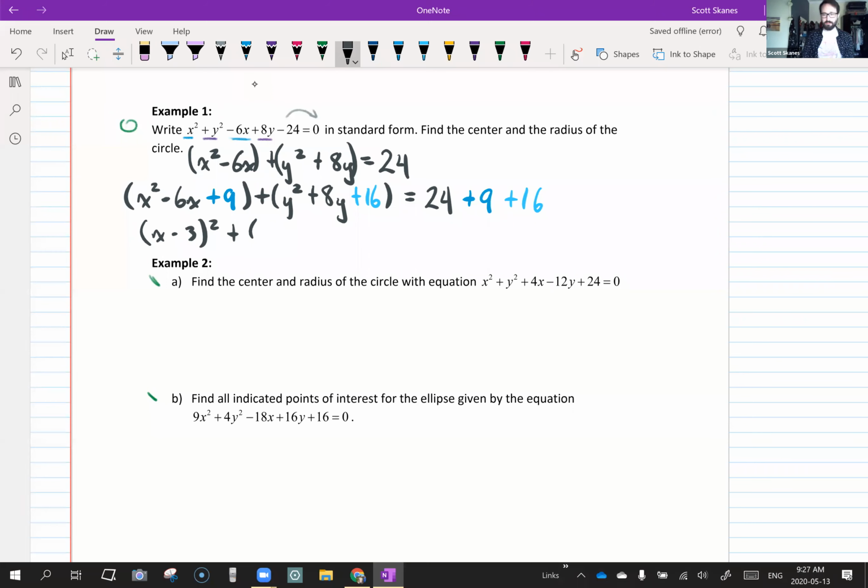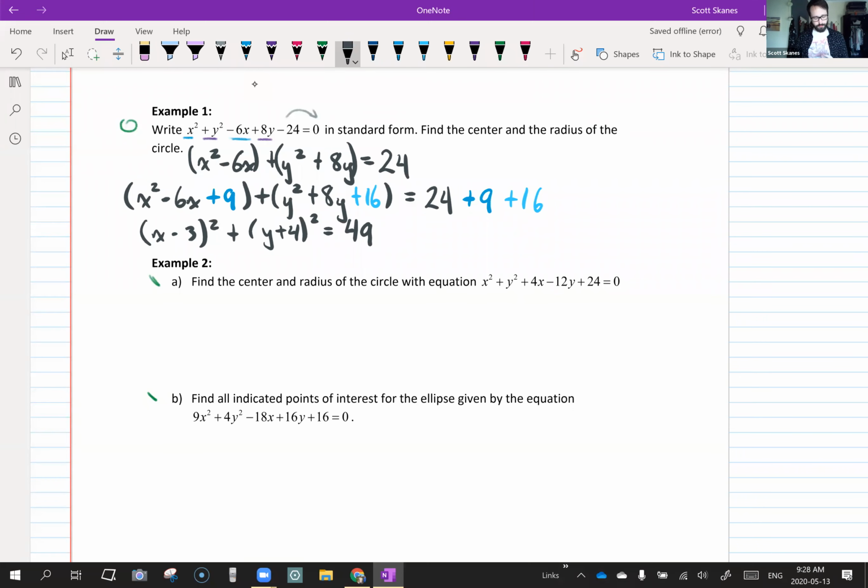And what about this one? What's it going to be? It should take you 1 second to say it. (y plus 4) all squared. The right side, what's 24 plus 9 plus 16? 24 plus 9 plus 16 is 49.